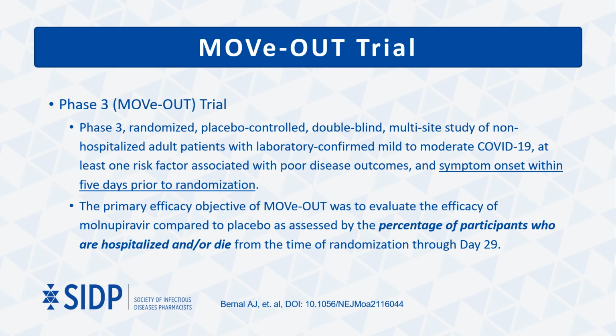The MOVe-OUT trial was a phase 3 randomized placebo-controlled double-blind multi-site study of non-hospitalized adult patients with laboratory-confirmed mild to moderate COVID-19. Individuals had to have at least one risk factor associated with poor disease outcome and symptom onset of less than 5 days prior to randomization. The primary objective of the trial was to evaluate the efficacy of Molnupiravir compared to placebo as assessed by the percentage of participants who were hospitalized or died from the time of randomization through day 29.